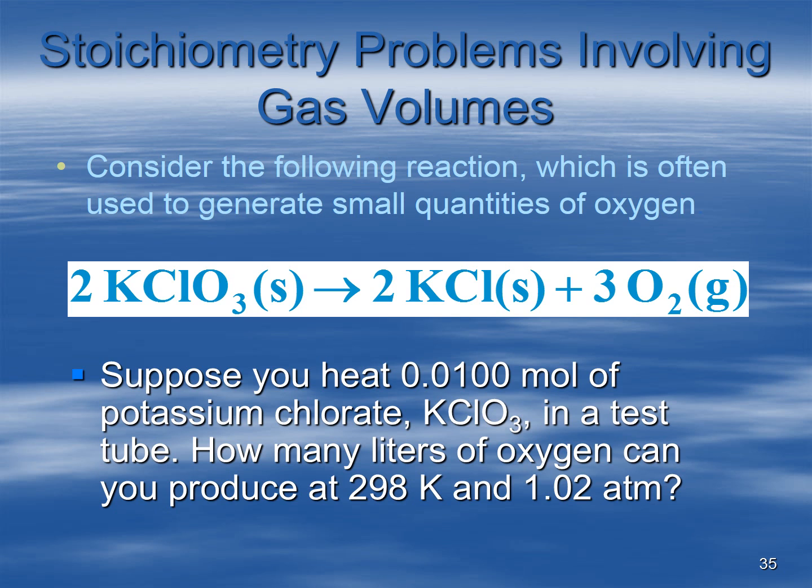So let's think about this. We know how many moles of potassium chlorate we have, but we're looking for how many liters of oxygen. We know pressure and temperature, and we're looking for liters. If somehow we could also find the moles of oxygen, then we would be able to find the liters because we know PV equals nRT. Well, we do know how to do this problem because if we know the moles of KClO3, we can find the moles of O2.